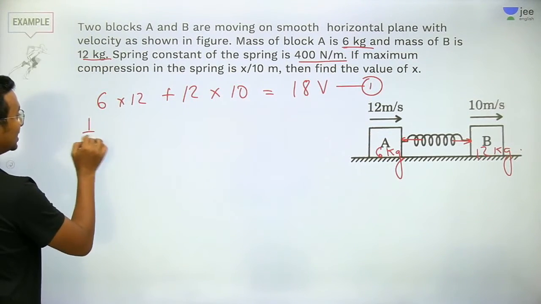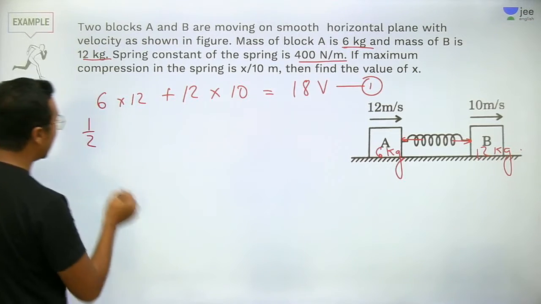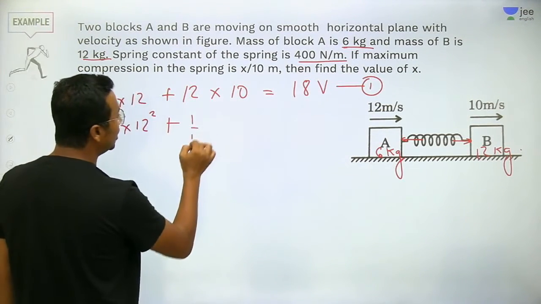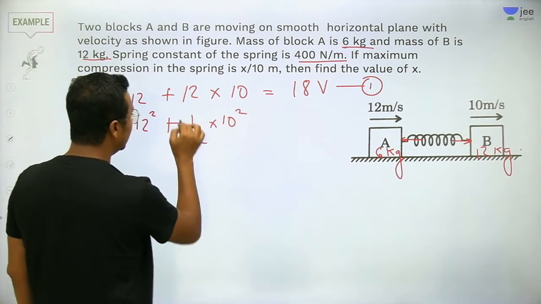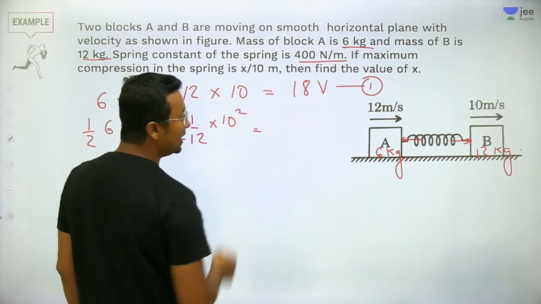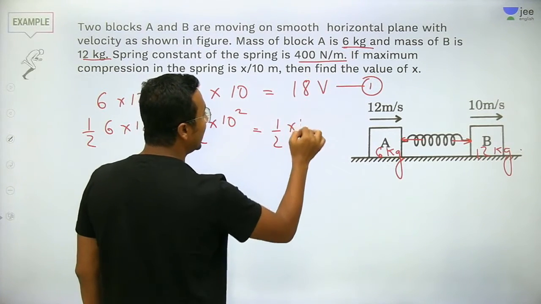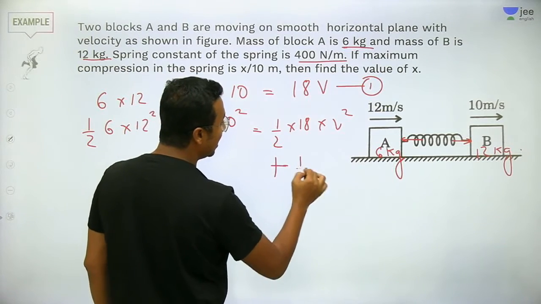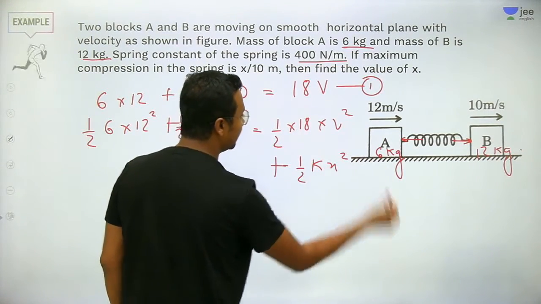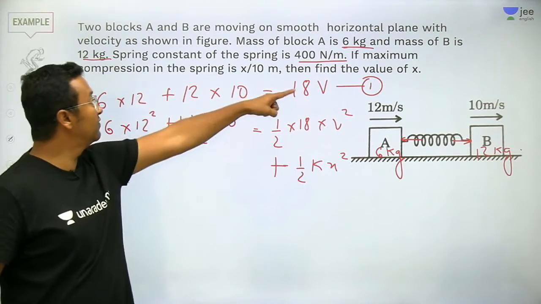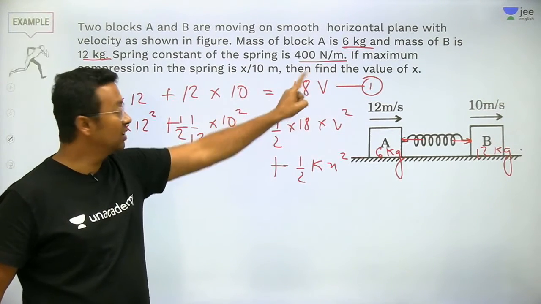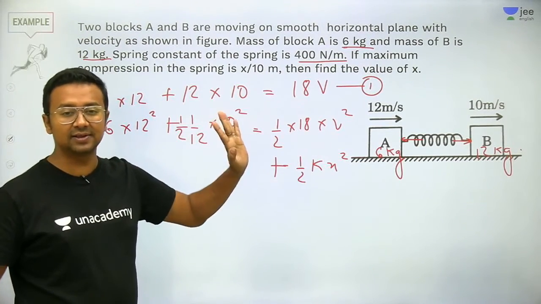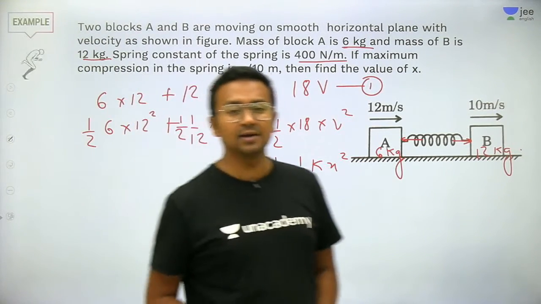See, first conserving energy: half into 6 into 12 square plus half into 12 into 10 square will be equal to half into 18 into v square plus half into kx square. You will solve this equation, you will get the value of v. You put the value of v into this, you will get the value of x. That is the maximum compression in the spring.